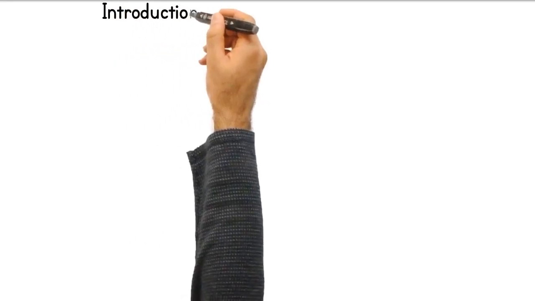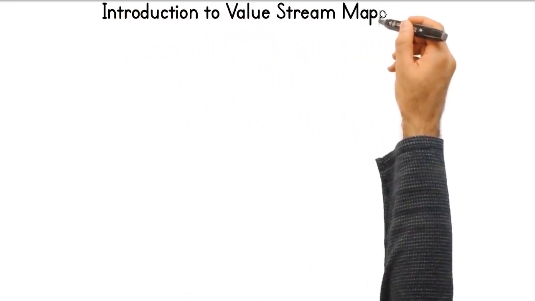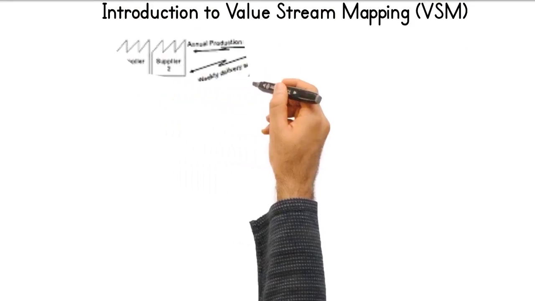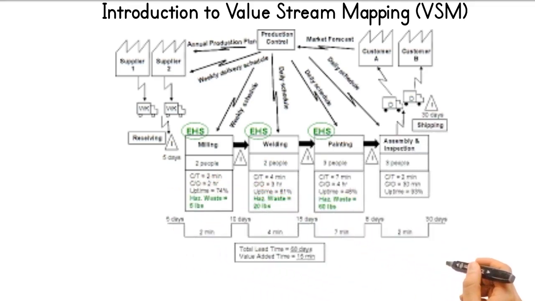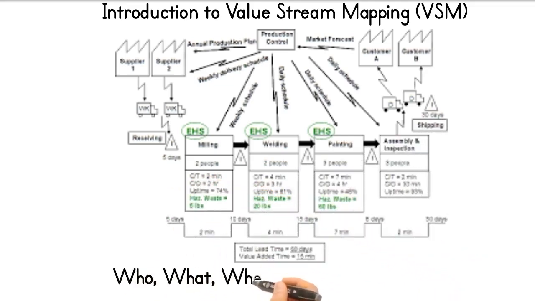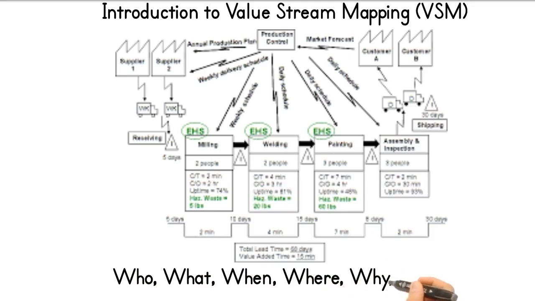Value Stream Mapping, VSM, is a lean management tool used to visualize, analyze, and improve the flow of materials and information required to bring a product or service to a customer. By mapping out the entire process from start to finish, businesses can identify inefficiencies, reduce waste, and optimize workflows. In this report, we will explain value stream mapping using the 5W1H framework: who, what, when, where, why, and how.